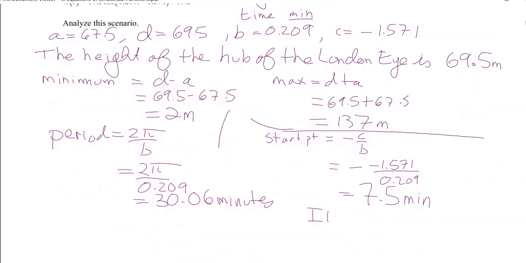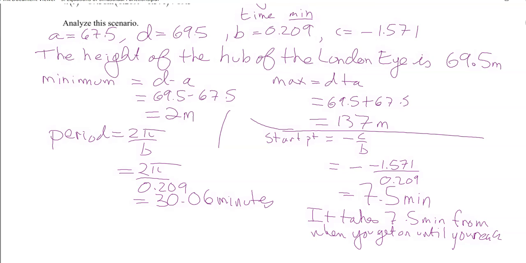It takes 7.5 minutes from when you get on until you reach the hub. Until you reach, that's right. From when you get on until you reach the hub, the middle, right? Until you reach the middle. Right, or the hub.